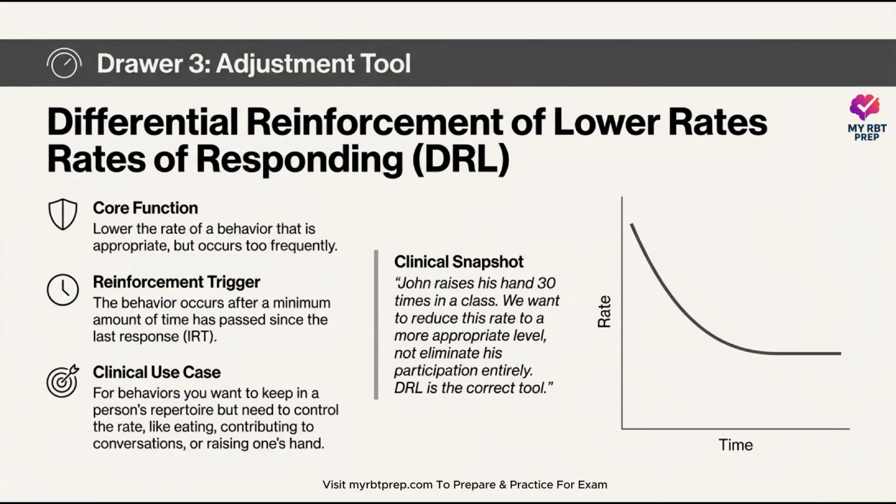We only provide reinforcement, like calling on the student, after a minimum amount of time has passed since their last attempt. If they respond too quickly, the clock resets. Whether it's rapid eating or dominating a conversation, DRL is the scalpel you use when you want to keep a behavior alive, but simply need it to occupy less space.